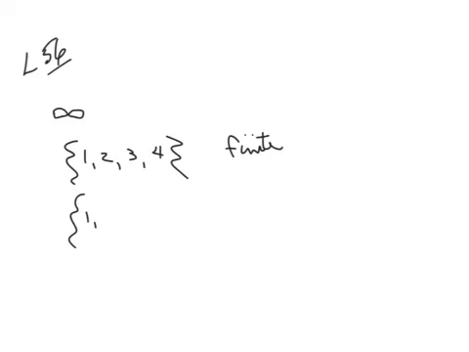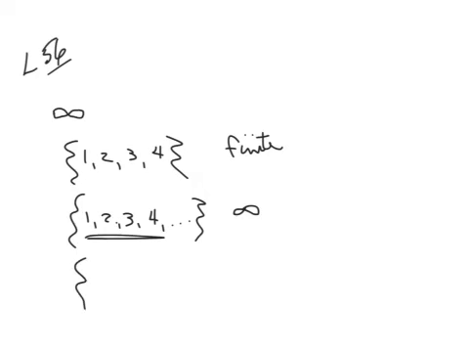If I had a set like this, 1, 2, 3, 4, that's a finite set because I have a finite or a countable group of numbers. If I had 1, 2, 3, 4, dot, dot, dot, that dot, dot, dot means that it goes on forever. It continues following this pattern of 1, 2, 3, 4 forever.